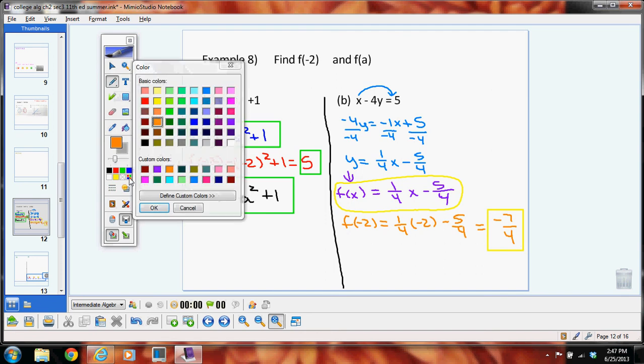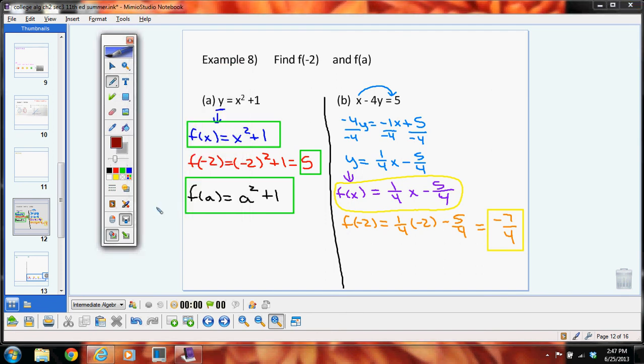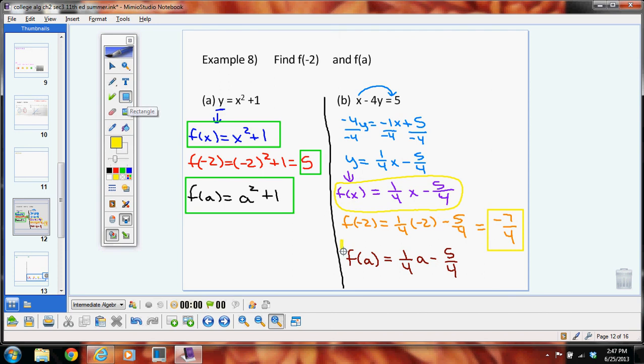And the last thing we have to do is change that to f of a. Go back up to that purple equation there and take out the x and make it an a. So it would be 1/4 a minus 5/4. So you have found function notation, then you did f of negative 2, then you did f of a.